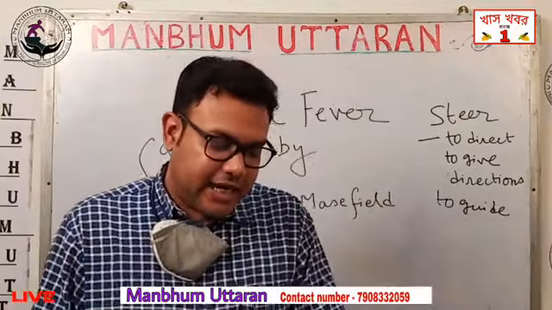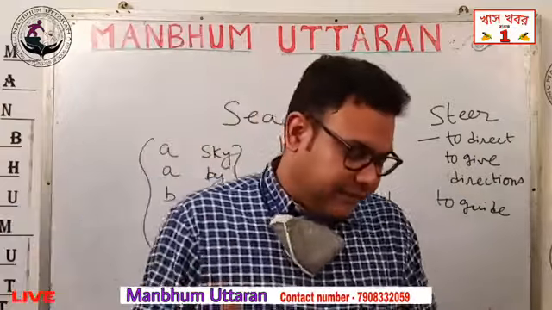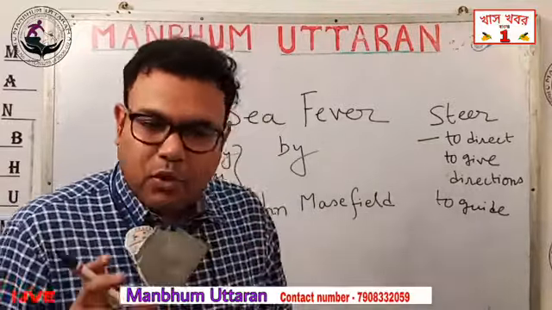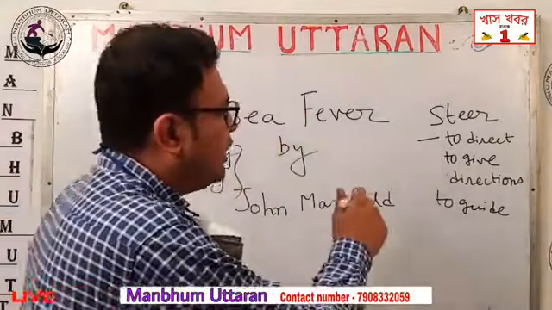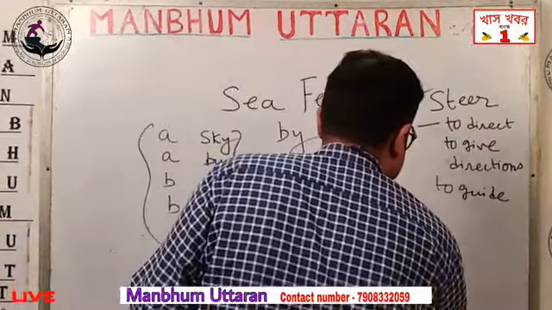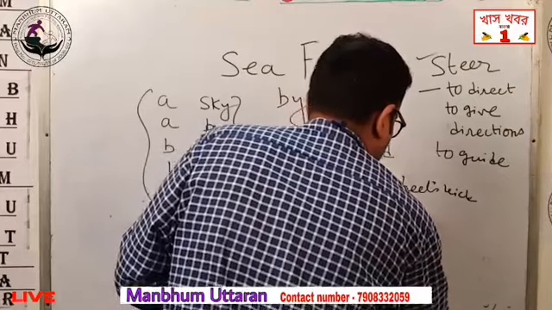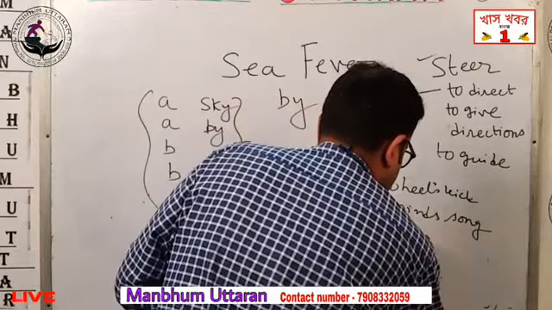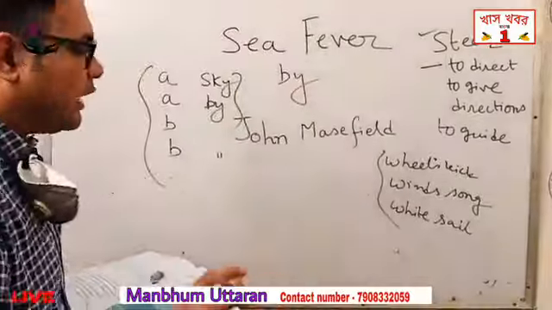And the wheels kick, and the wind's song, and the white sails shaking. So the poet is imagining, suppose we break up the whole poem into short phrases or short words. One word I have already given you, that is steer. So let's come to the next things, that is wheels kick, wind's song, and white sail. So these are the three phrases that we are getting.